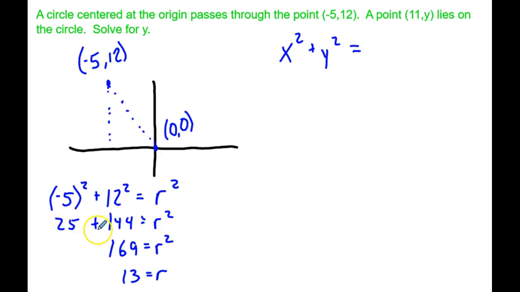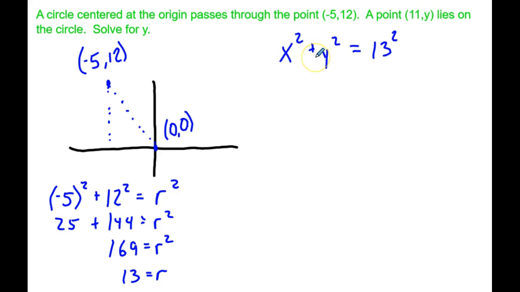-5 squared is 25, plus 12 squared is 144, equal to r squared. 25 plus 144 is 169. If we take the square root of that, we get the radius to be 13. So the equation for this circle would be x squared plus y squared equal to 13 squared.